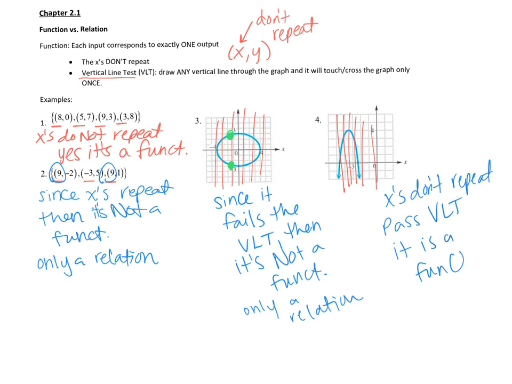Hopefully now we can see the difference between a function and a relation. The function just means that my independent values, my x values, do not repeat. There's only one x value for every one y value, one input for every one output.